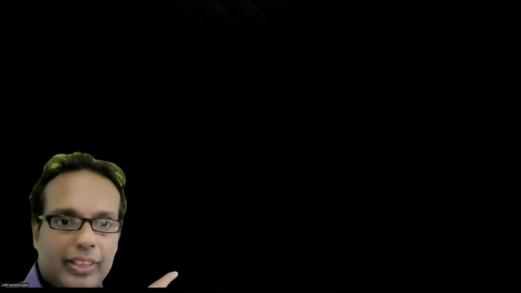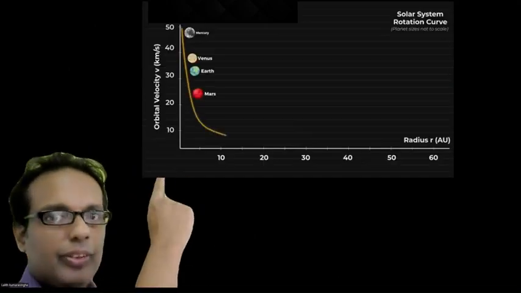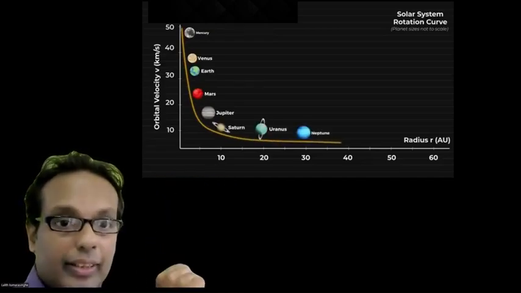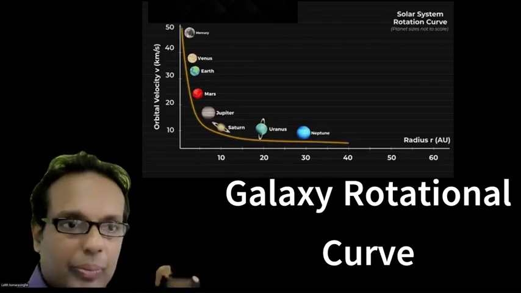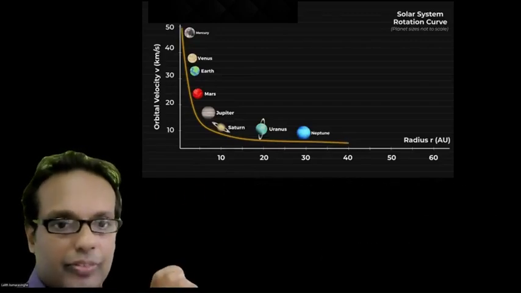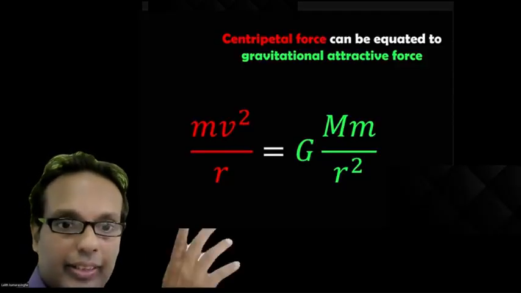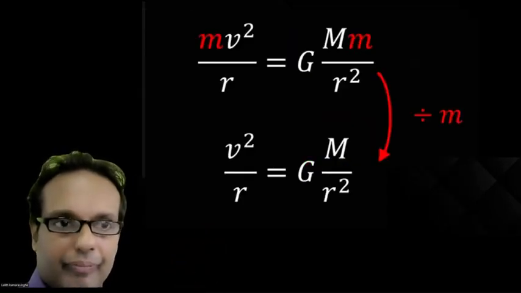First, we'll check a rotational curve for our solar system. When a planet goes further away from the sun, the rotational speed will decrease. Rotational speed is inversely proportional to the square root of the radius. We can easily prove it by equating centrifugal force to gravitational force and simplifying it.